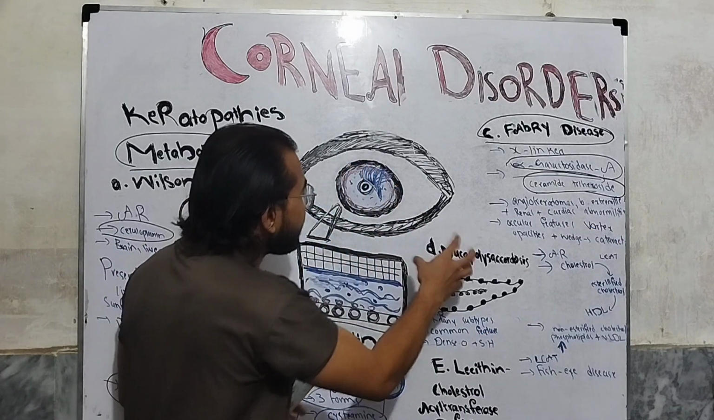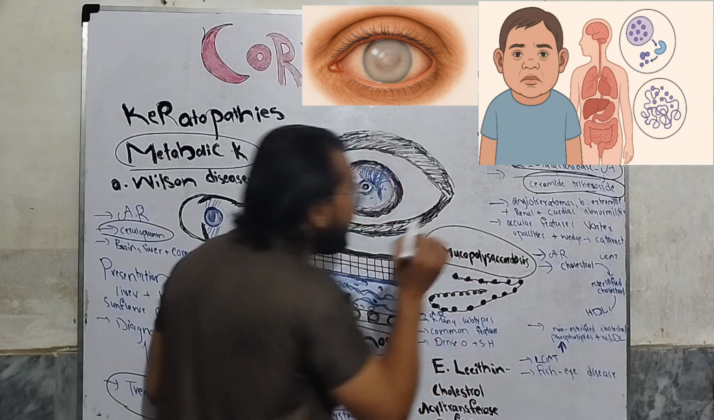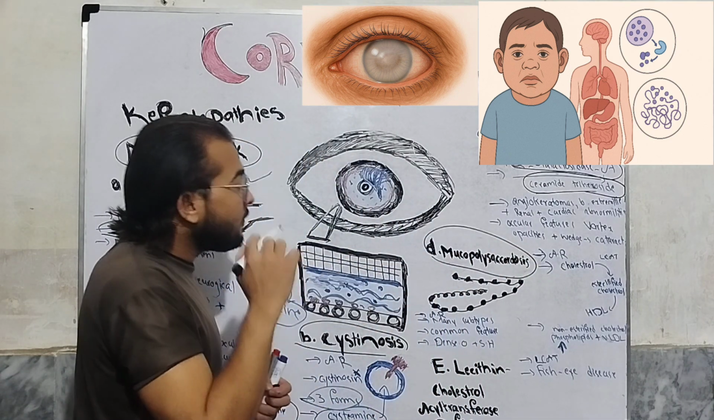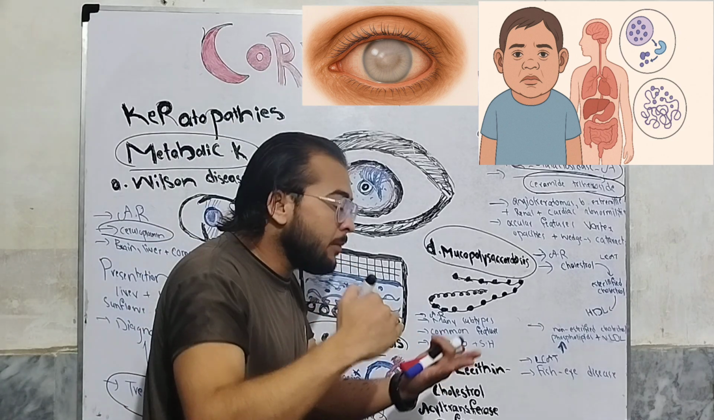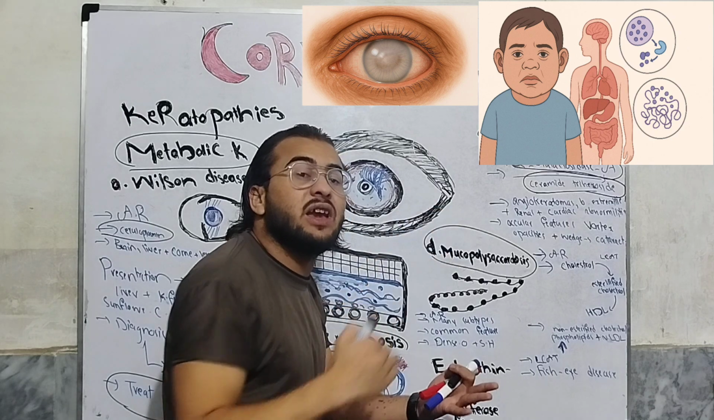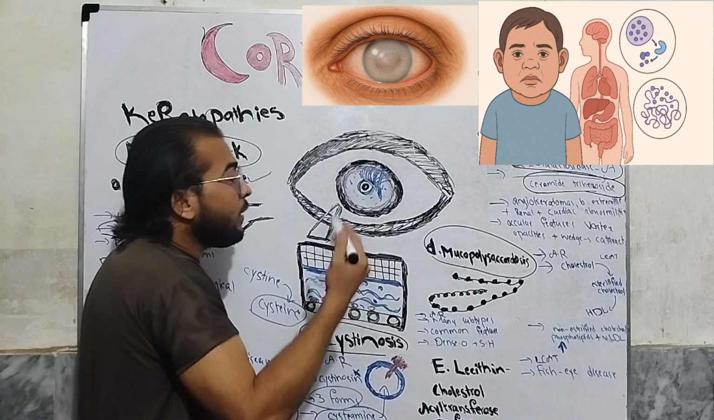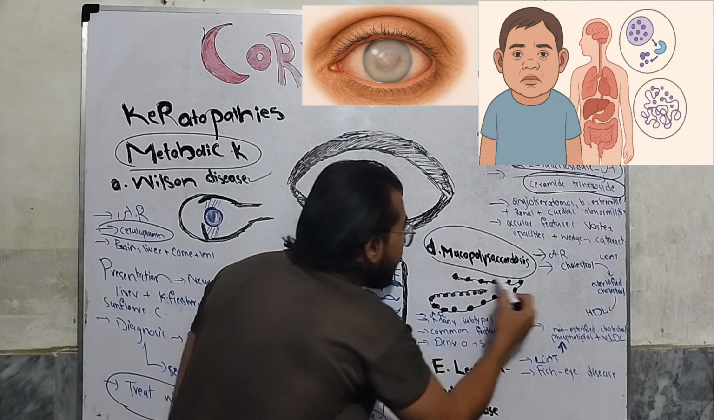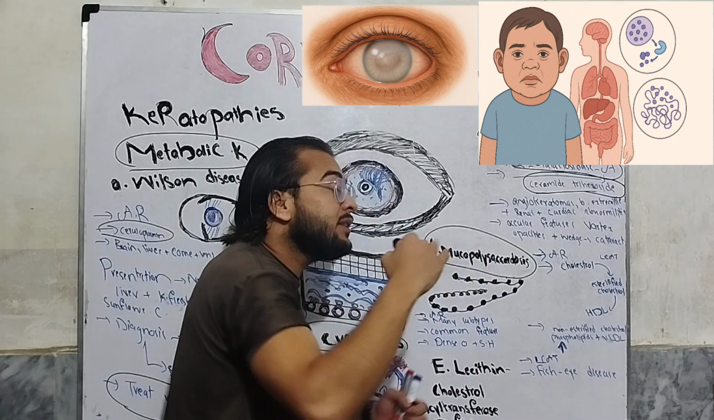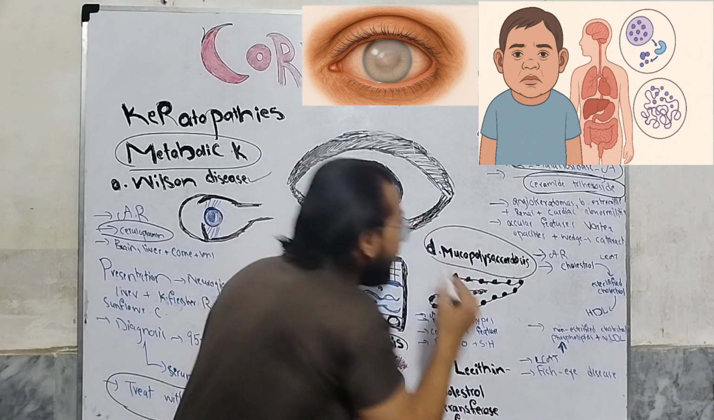Okay, now the fourth metabolic disease is Mucopolysaccharidosis. Actually, it is a group of metabolic genetic diseases. How? We know that it is a problem in the enzymes which are required for the breakdown of long chain carbohydrates such as glycosaminoglycans. So, for example, if this is one long chain carbohydrate, there are multiple enzymes acting on this long chain carbohydrate and breaking it down.